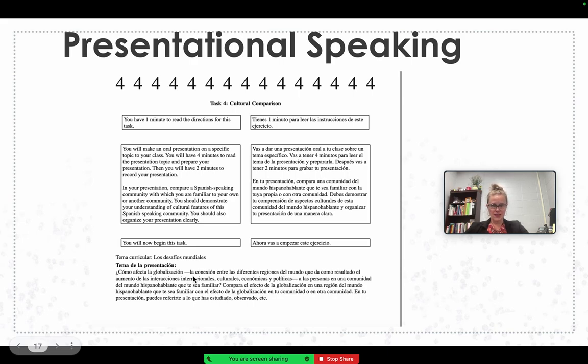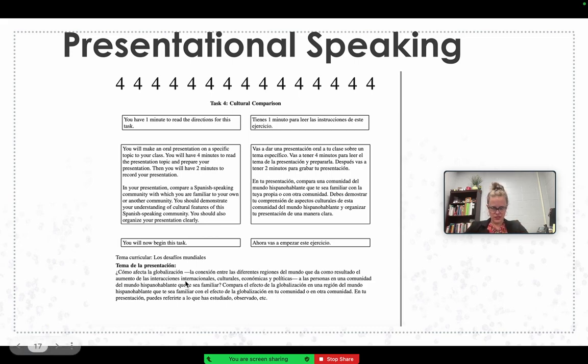¿Cómo afecta la globalización, la conexión entre las diferentes regiones del mundo, que da como resultado el aumento de las interacciones internacionales, culturales, económicas y políticas, a las personas en una comunidad del mundo hispanohablante que te sea familiar? Compara el efecto que te sea familiar con otra comunidad. So here we're comparing and contrasting. In my view, the easiest way to do this is compare the non-Latino community with the Latino community. O sea, the larger United States with Latin American communities.